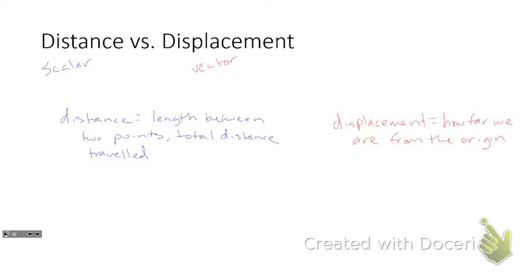What are like the symbols for distance and displacement? If you're looking at your formula sheet, what would distance look like? Delta D, yeah. And will it have a vector cap? No, because it's scalar, right? Good. And what does displacement look like? Delta D with the cap on. Yeah, delta D with the cap on. Good.